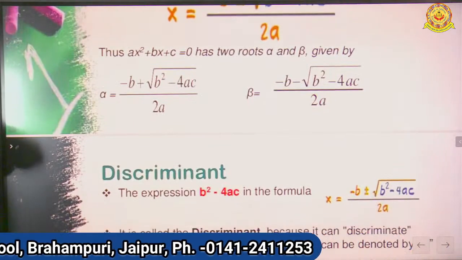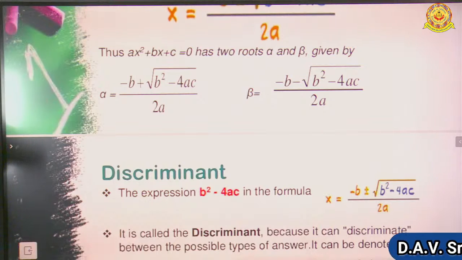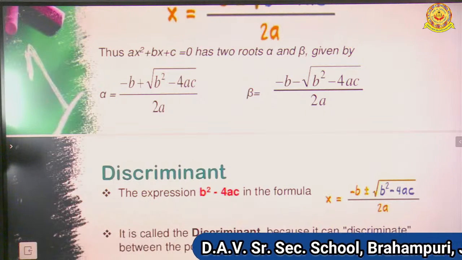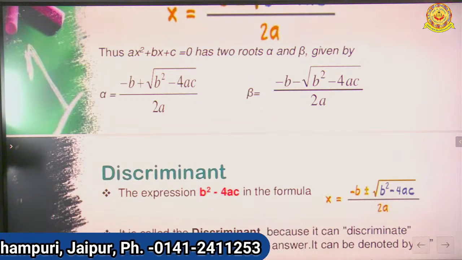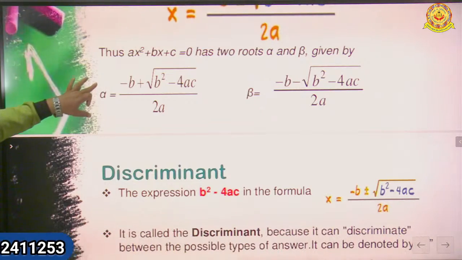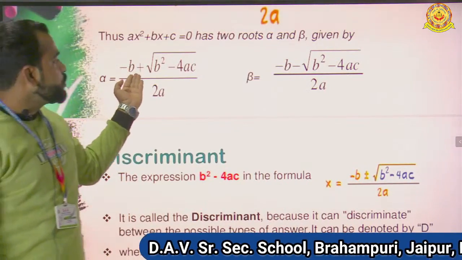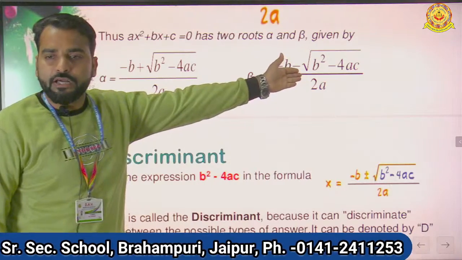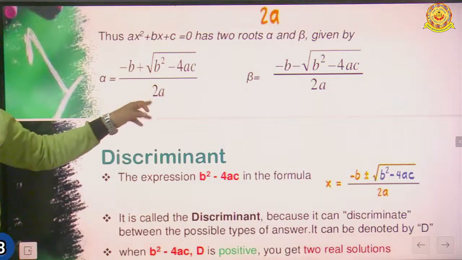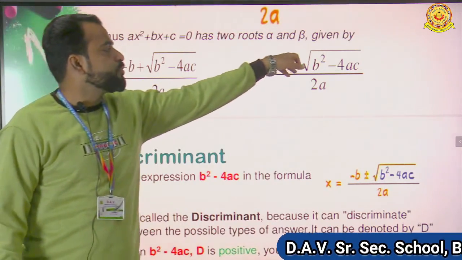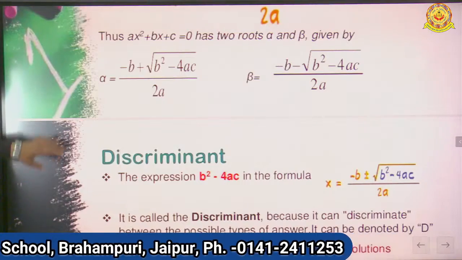Okay, look at this. Thus ax square plus bx plus c is equals to 0 has two roots, alpha and beta. What are alpha and beta? These are the two roots. That means these are the values of x. Alpha is equals to minus b plus, we distinguish the minus sign for beta, right? So that's why it's written only plus here. Plus square root b square minus 4ac upon 2a. Beta is equals to minus b minus under root b square minus 4ac upon 2a.